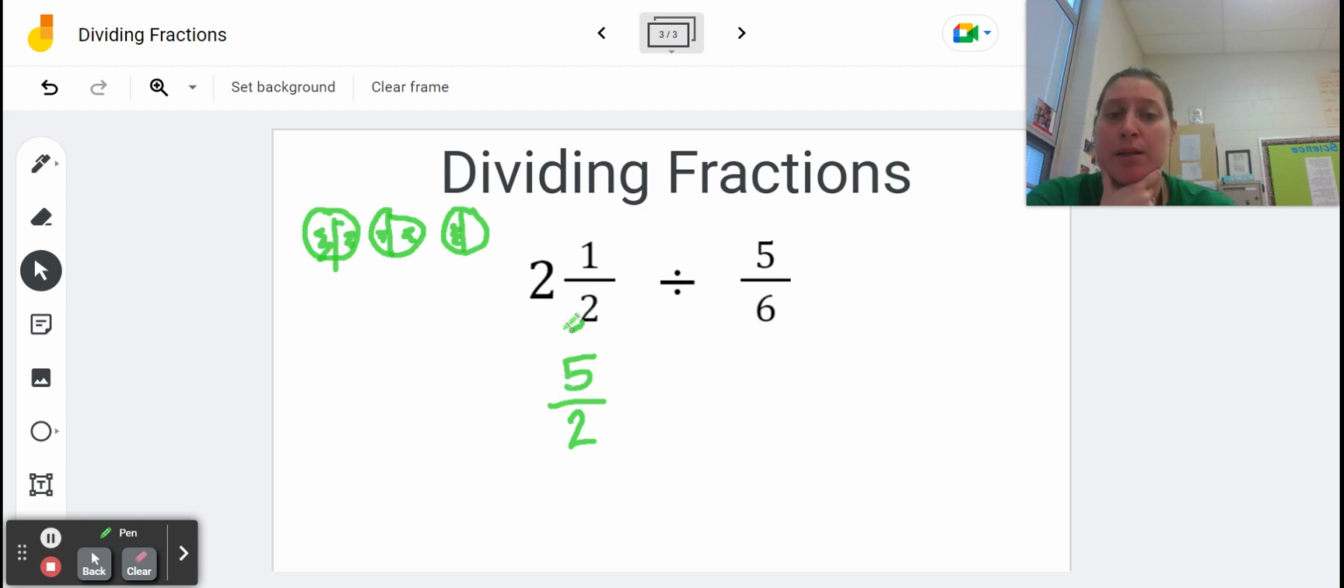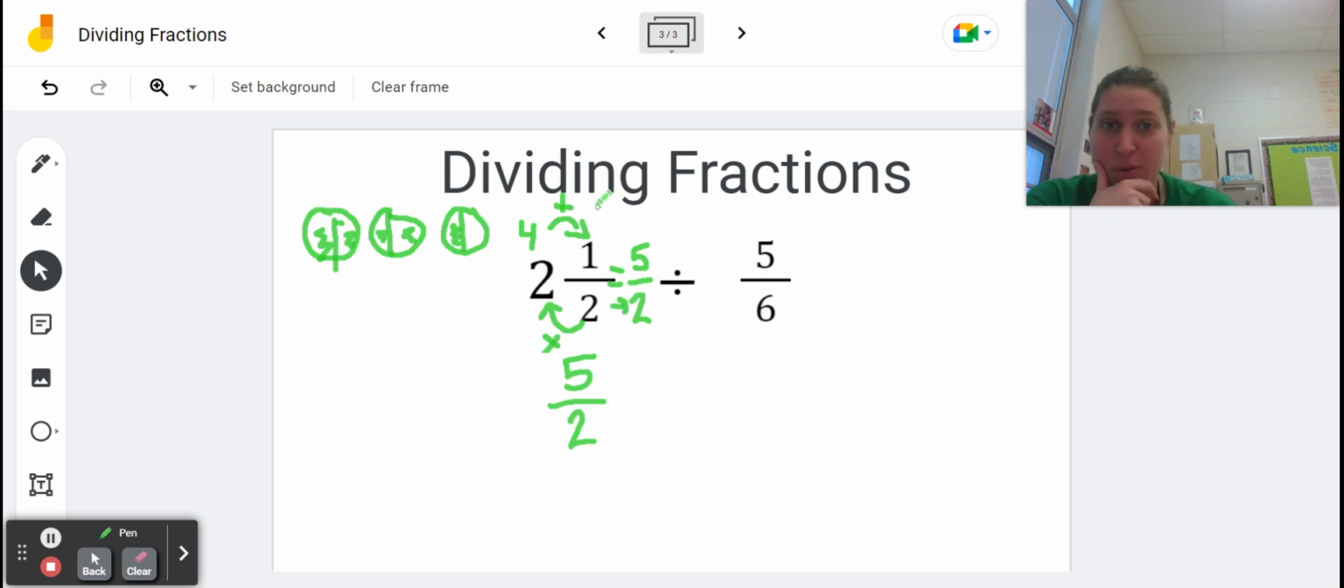I can always multiply my denominator by my whole number. So 2 times 2 is 4. And then I'm going to take the 4, because that's how many pieces I have in my whole, those 4 pieces. And I'm going to add it to the 1 piece that I have in the extra part. So I'm going to add 4 plus 1, and that's going to give me 5. And I bring over my 2. So that's exactly what we got down here.